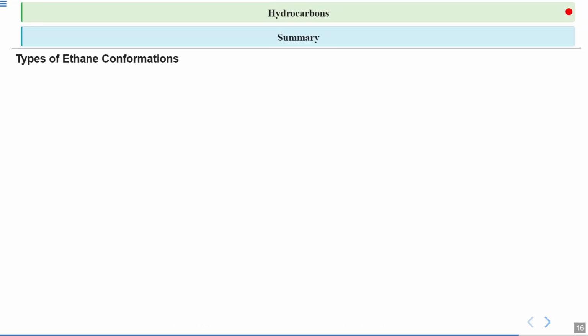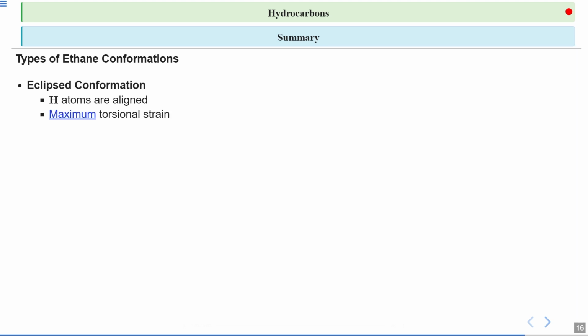Now moving on to the types of conformation. We have talked about the types of conformations in terms of ethane. The first one was the eclipsed conformation. This is one of the ways the ethane molecule can arrange itself. In the eclipsed conformation, the hydrogen atoms are aligned with each other. This means they are directly in a line when viewed along the carbon atoms.